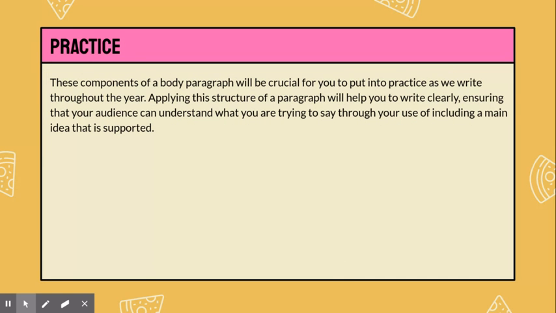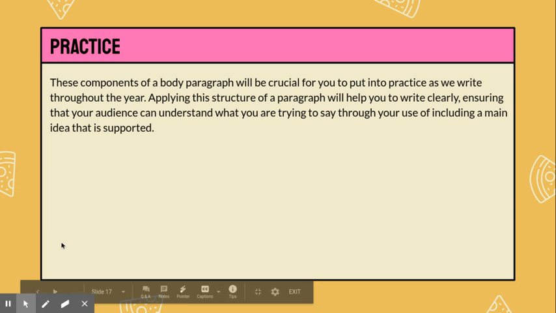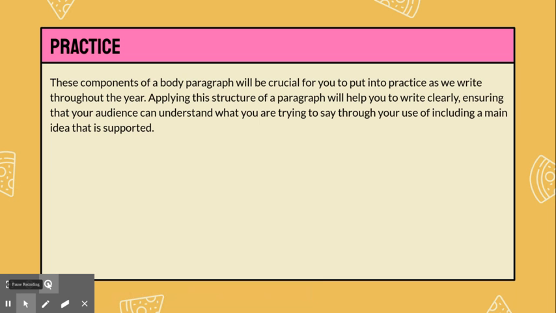And then practice. These components of a body paragraph will be crucial for you to put into practice as we write throughout the year. Applying this structure of a paragraph will help you to write clearly, ensuring that your audience can understand what you're trying to say through your use of including a main idea that is supported. So as we go forward, writing journal entries and forming essays, keep in mind how to properly form a body paragraph.